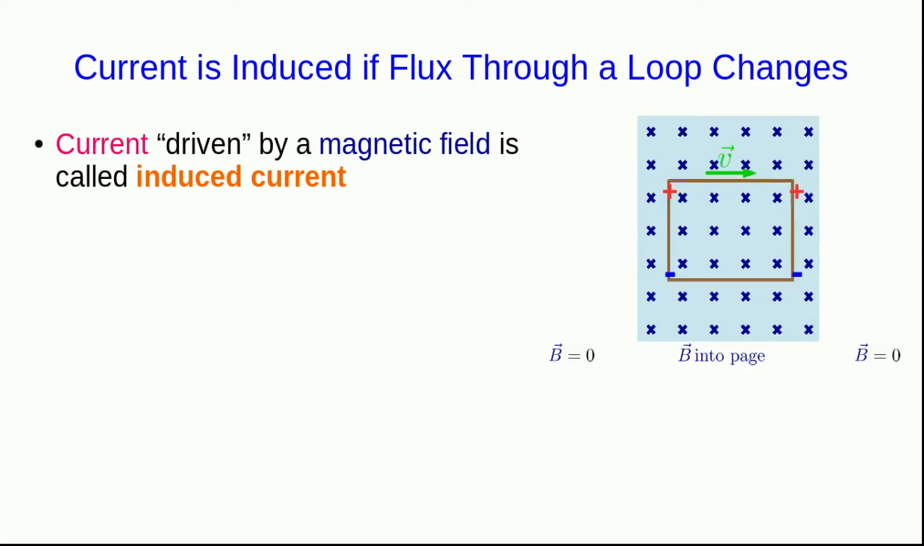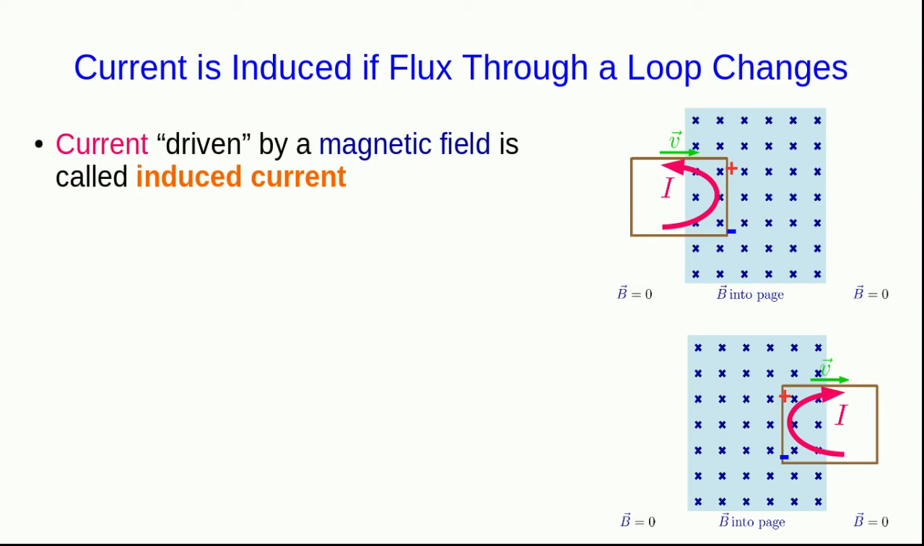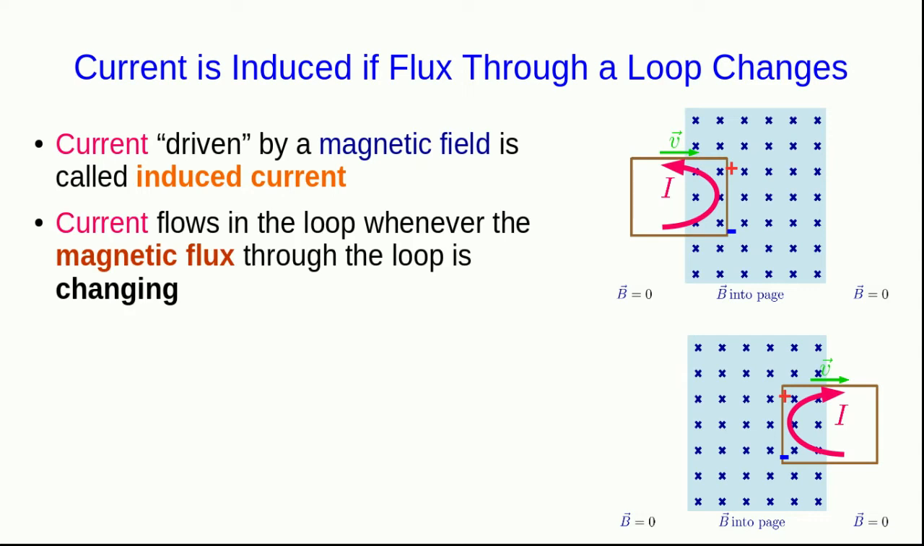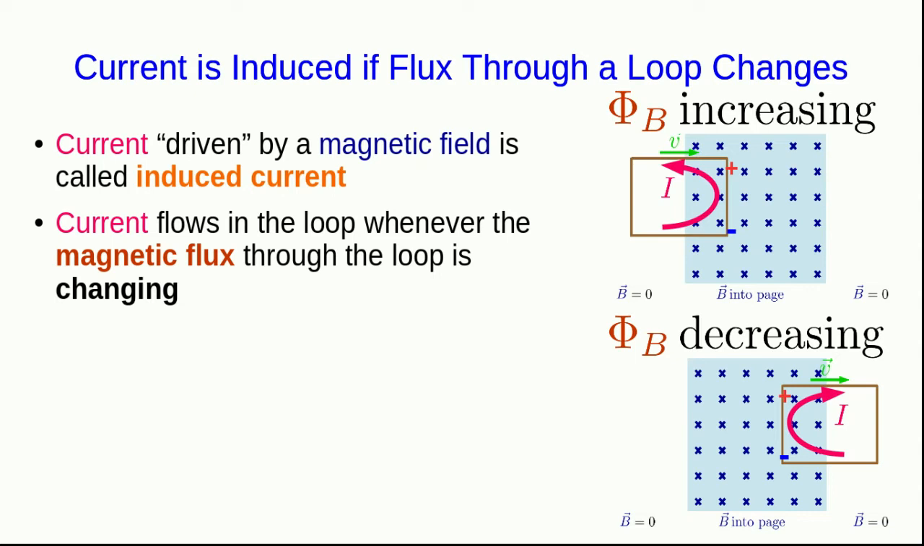Note, though, that it's not just that a loop moving in a B field has a current in it. It doesn't, because when the whole loop was in this region of uniform field, there was no current whatsoever. So what is the common feature of the two situations where we do get current? The situation where it's entering the field and the situation where the loop is exiting the field. Well, the common feature is that the magnetic flux through the loop is changing. The flux is increasing as the loop enters the field, and the flux is decreasing as it exits the field.